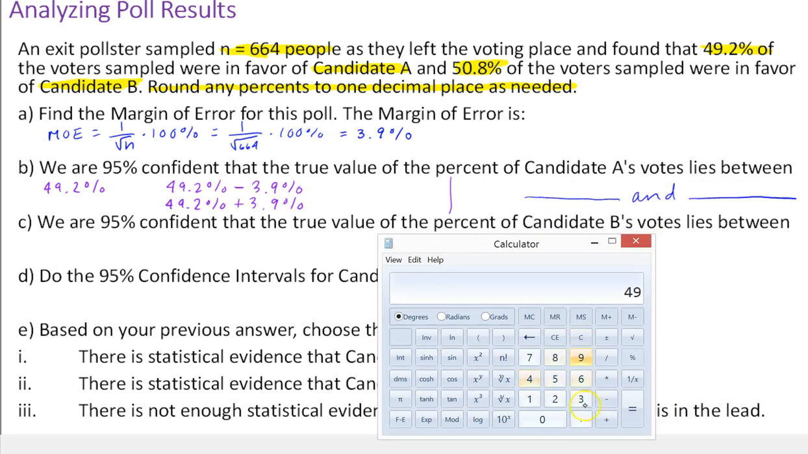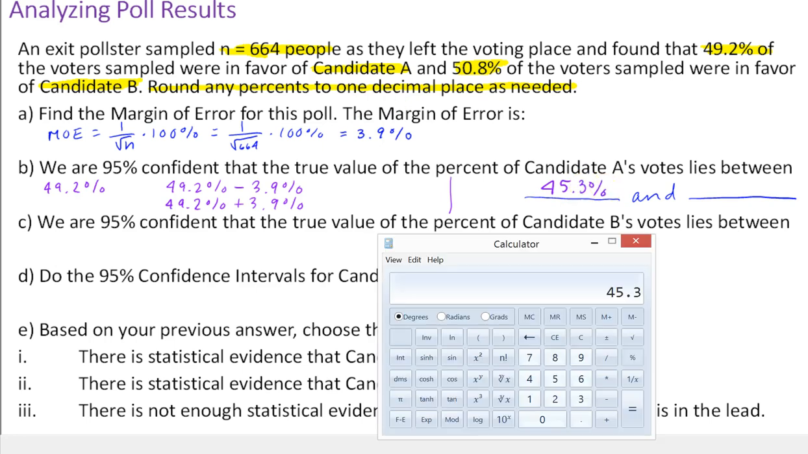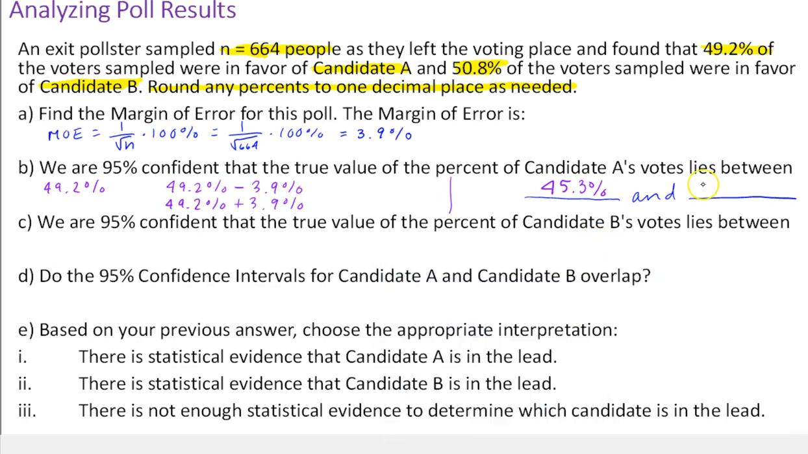So 49.2 minus 3.9. So our lower bound is 45.3%. And our upper bound is 49.2 plus 3.9, which is 53.1%.